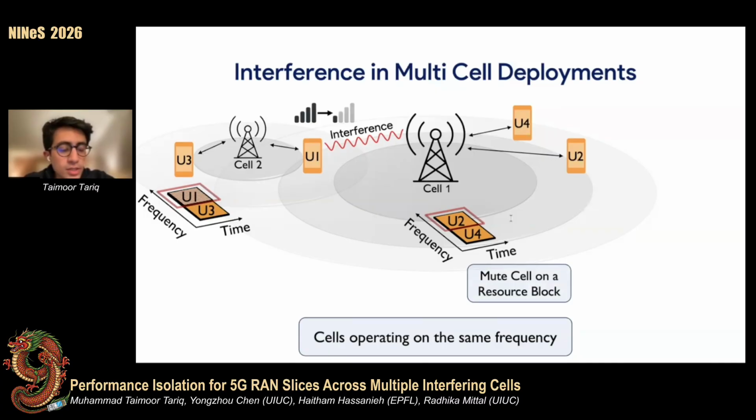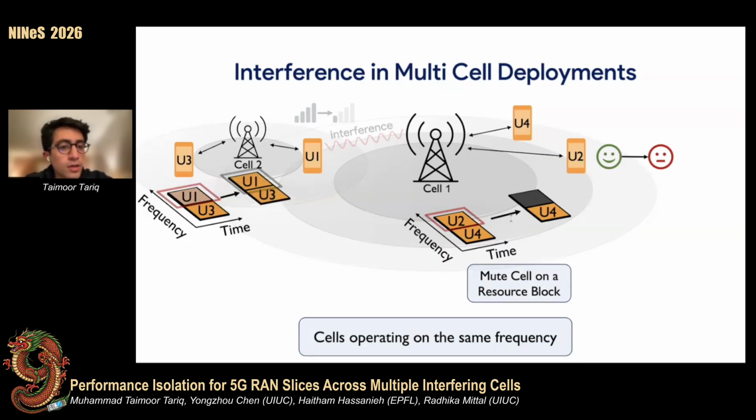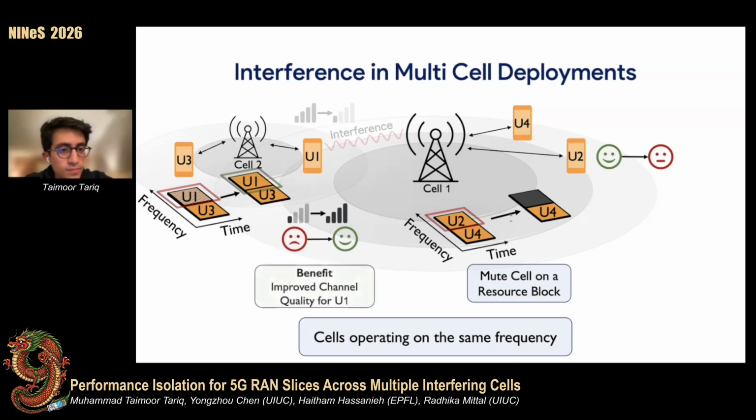A common strategy for mitigating the impact of this interference is to mute the interfering cell, in this case cell 1, on the resource block that it is causing interference on. So in this case, cell 1 is muted on the first resource block, which leads to improved channel quality for U1 at cell 2.